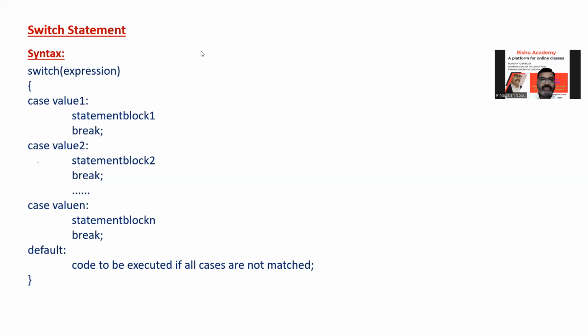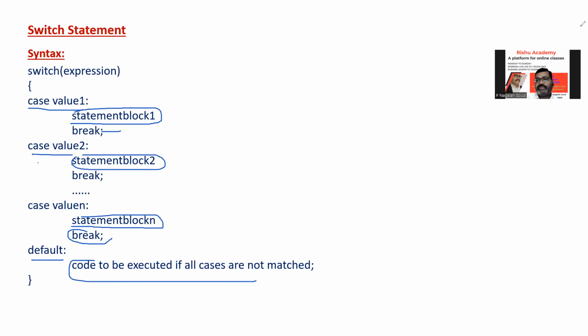Case space value 1 colon, executable statement here, and the break statement. Case value 2 colon, statement block 2, and break statement, and so on. Case value n, statement block n, and break statement. Default colon and default statement to be executed.